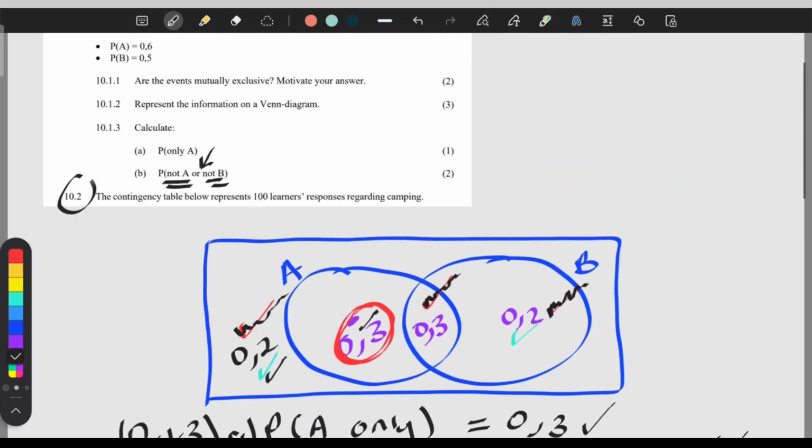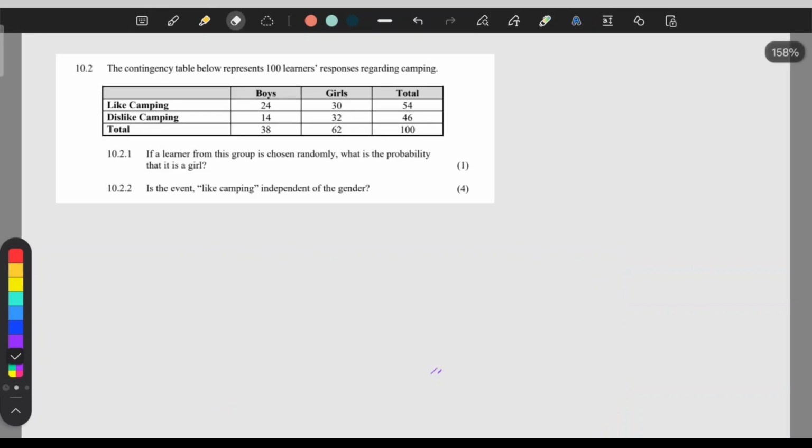Okay, now we're going to 10.2. It says, the contingency table below represents 100 learners' responses regarding camping. So you have boys, there's the total boys, girls, there's the total girls, and you have those who like camping, there's the total for the people who like camping. They dislike camping, that's their total. And this total is this plus this, or it's this plus that. That's how you get that total.